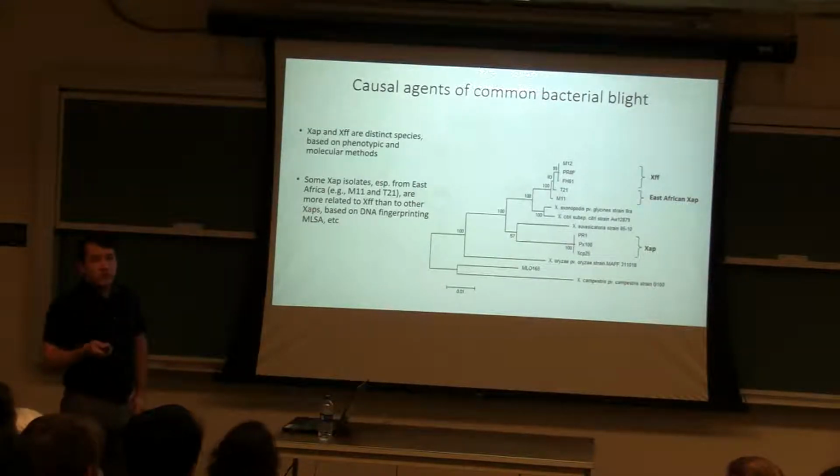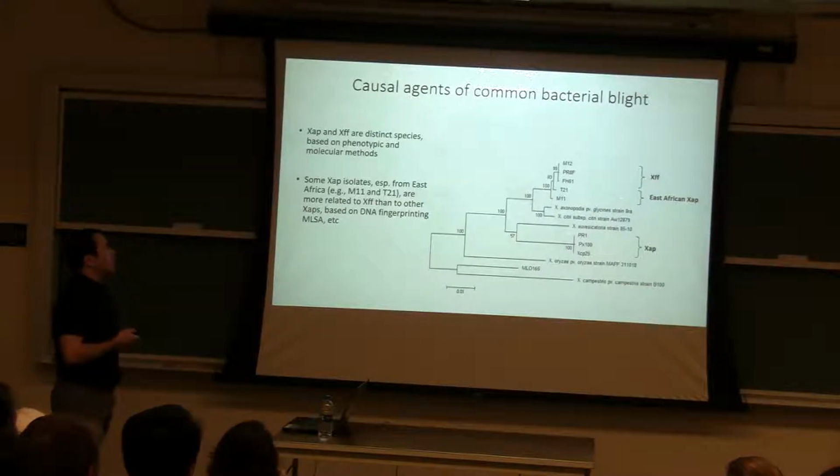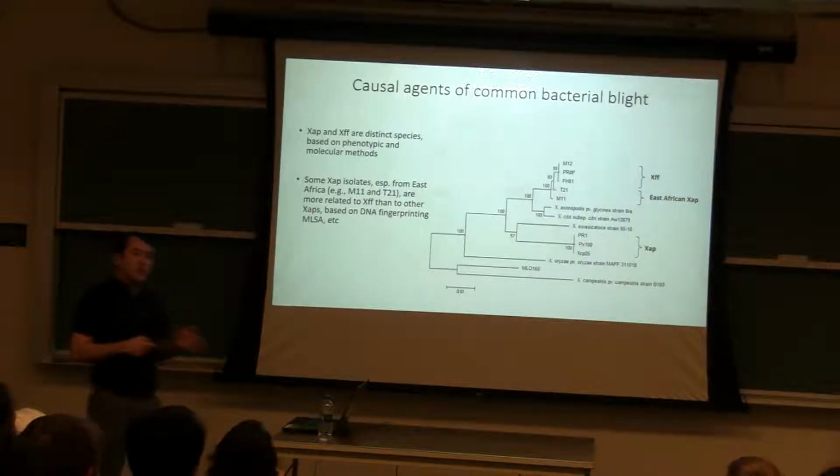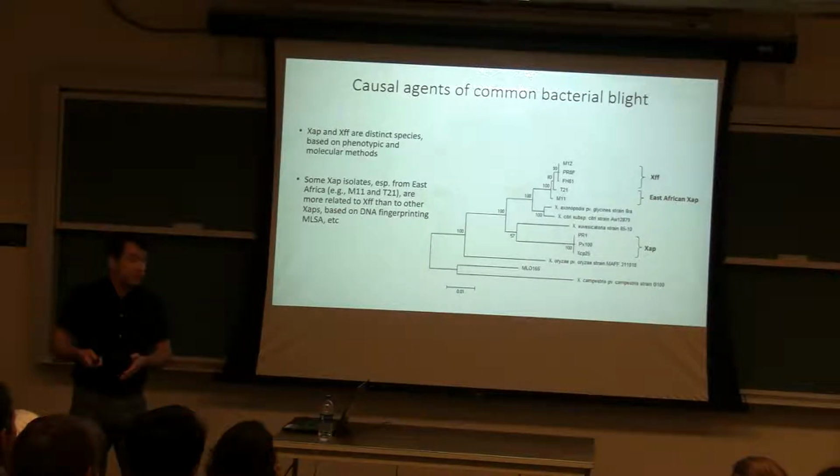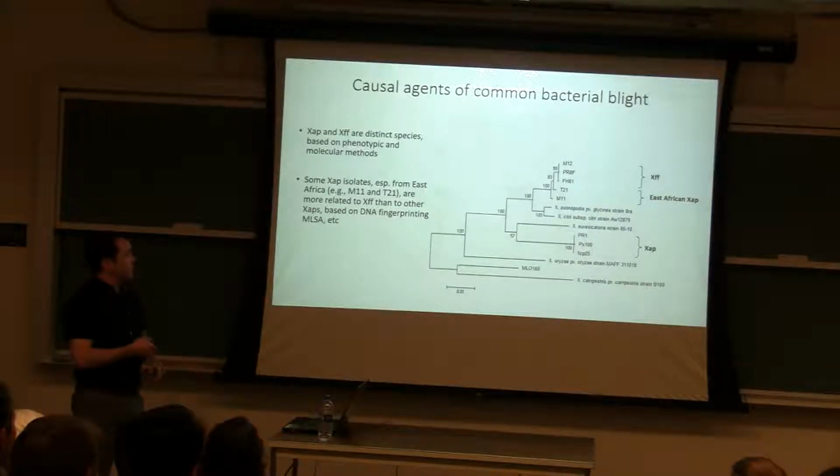right? So one interesting case are these East African Phaseoli, right? They don't make the brown pigment in culture. Currently they're considered a Phaseoli strain, but based on molecular methods, clearly they look more like fuscans, right?